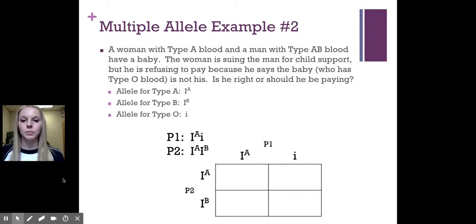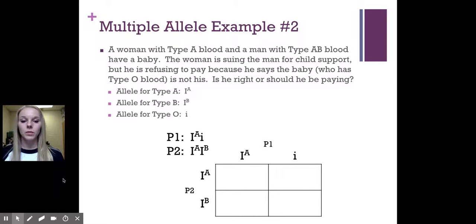Multiple alleles take some practice because there are several different combinations you need to remember. So let's do another example. A woman with type A blood and a man with type AB blood have a baby. The woman is suing the man for child support, but he is refusing to pay because he says the baby, who has type O blood, is not his. Is he right, or should he be paying?